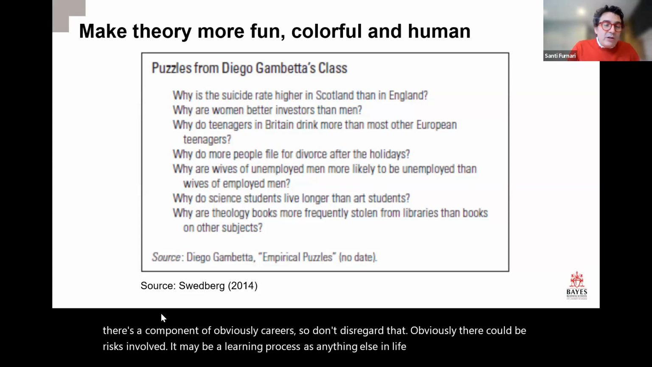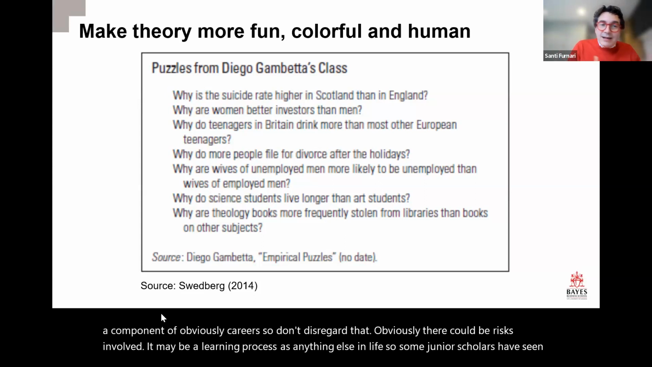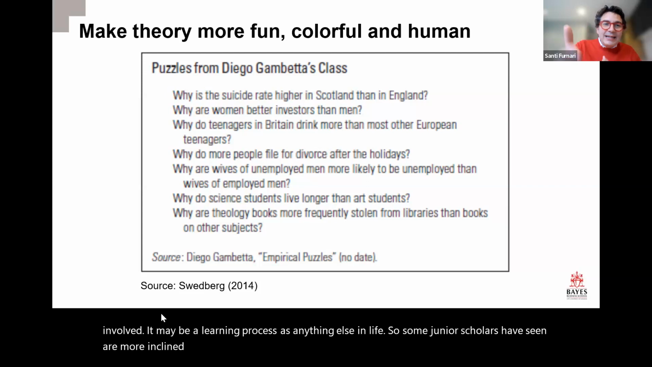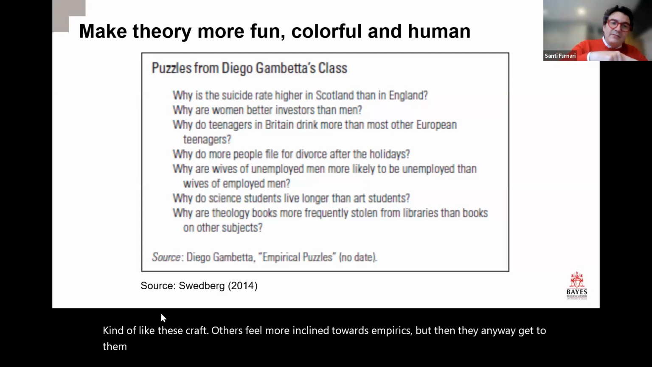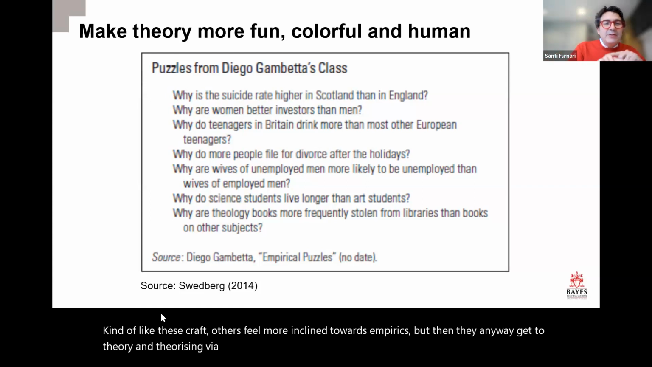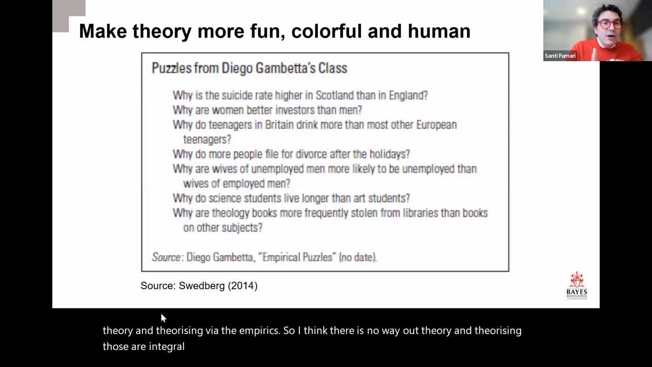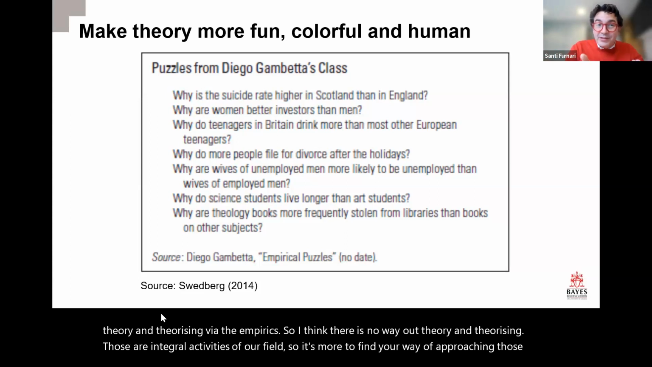Some junior scholars I have seen are more inclined towards theorizing. They kind of like this craft. Others feel more inclined towards empirics, but then they anyway get to theory and theorizing via the empirics. So I think there is no way out. Theory and theorizing are integral activities of our field. So it's more to find your way of approaching those, and your way is what matters the most.